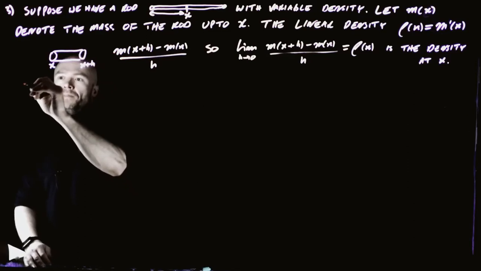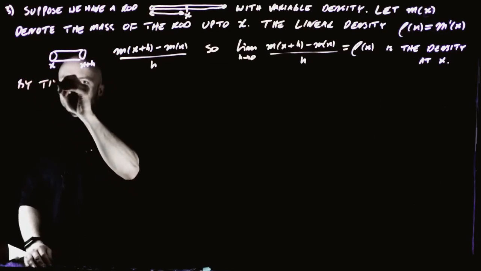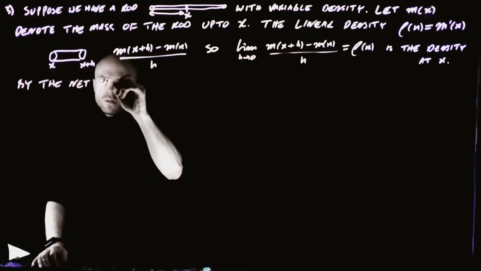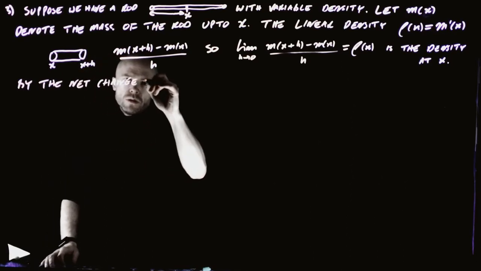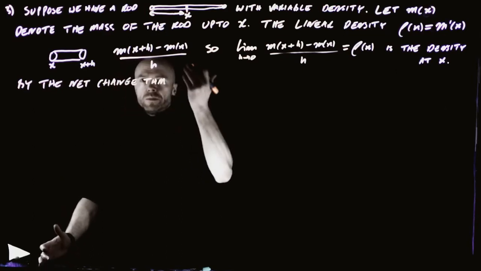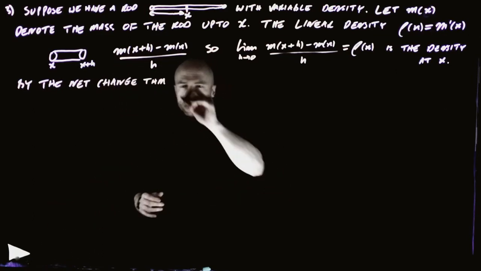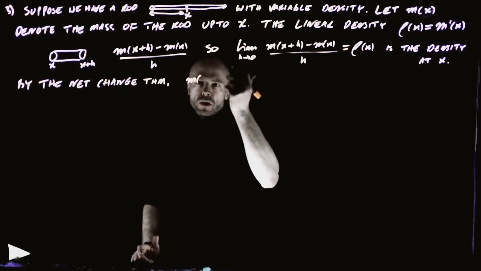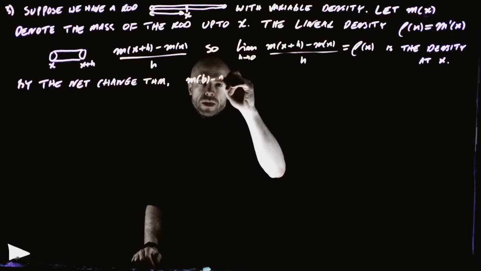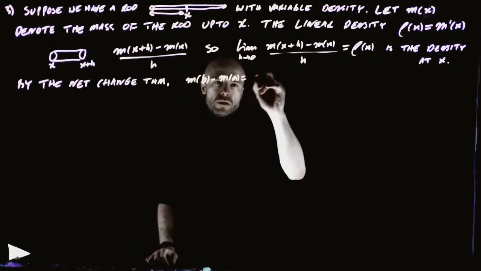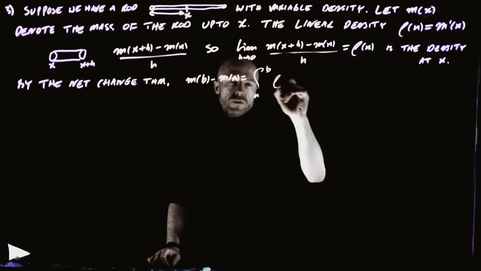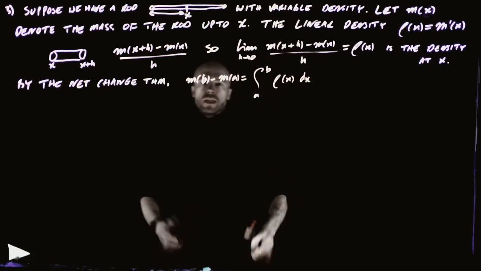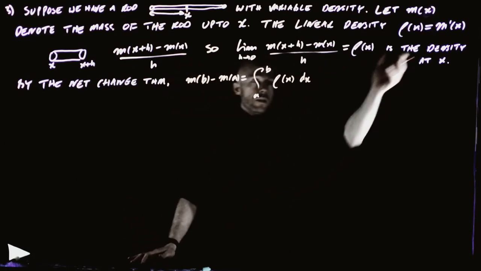Then, by the net change theorem, and the net change theorem is just the fundamental theorem with a different name, right? Then the mass of the part of the rod between A and B, which is mass at B minus mass at A, is equal to the integral from A to B of this linear density rho of x dx. And that's exactly what it is, because the linear density is m prime.